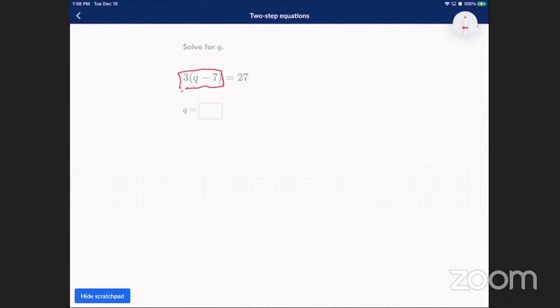that's easily solvable. So we would probably use the distribution on this side to end up with 3q, because 3q would mean 3 times q minus negative 21, which is pretty much 3 times negative 21. And then we would basically put the minus in front of it, and then it would also be equal to 27.